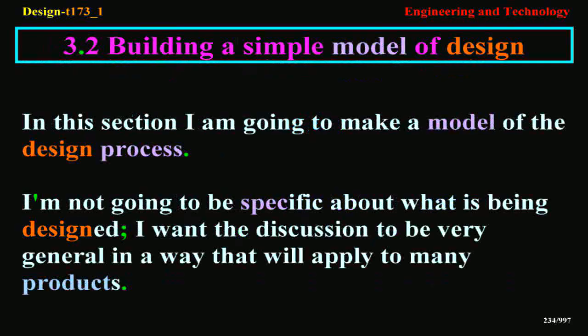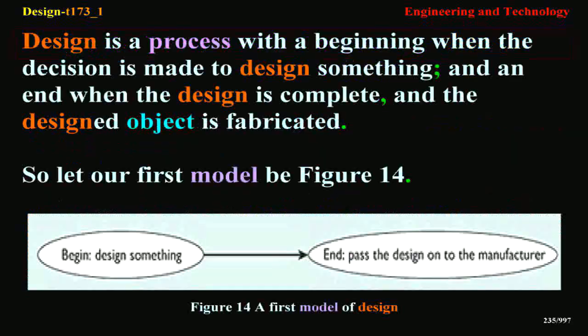3.2. Building a simple model of design. In this section I am going to make a model of the design process. I'm not going to be specific about what is being designed. I want the discussion to be very general in a way that will apply to many products. Design is a process with a beginning when the decision is made to design something, and an end when the design is complete and the designed object is fabricated.